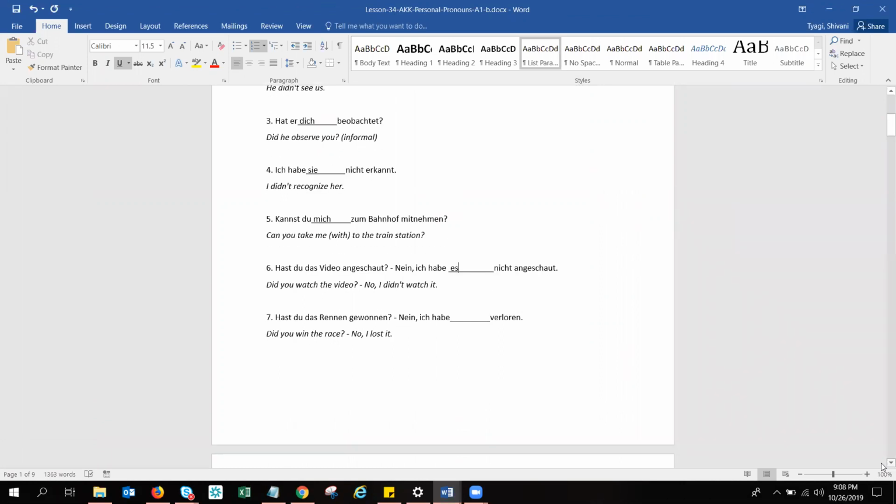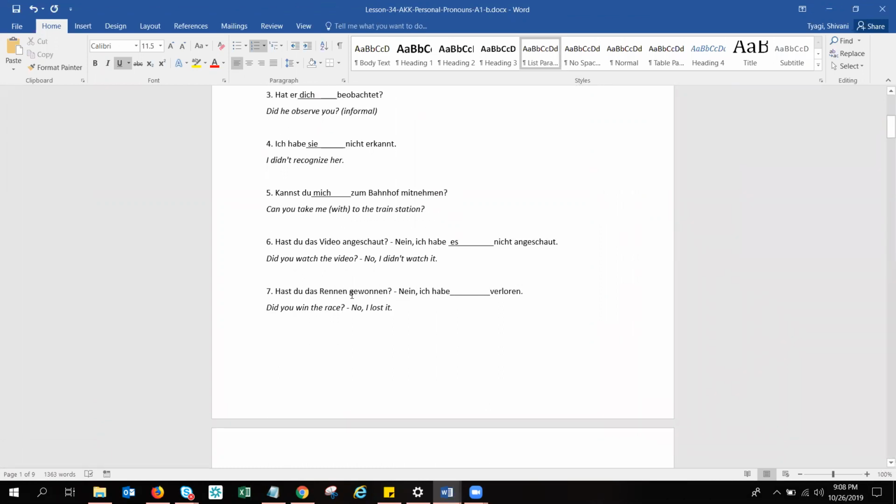Next is: Hast du das Rennen gewonnen? Rennen is race, the race. Did you win the race? Nein, ich habe... I lost it. So Pratibha, what should come here? Yes. Hast du das Rennen gewonnen? Nein, ich habe es verloren. Yeah, because for das Rennen the article is das.